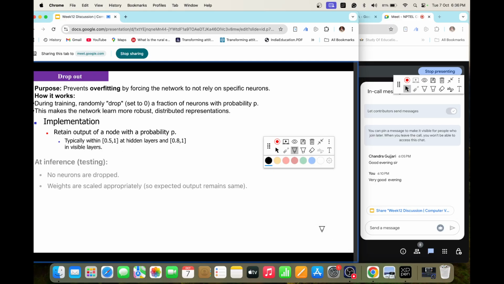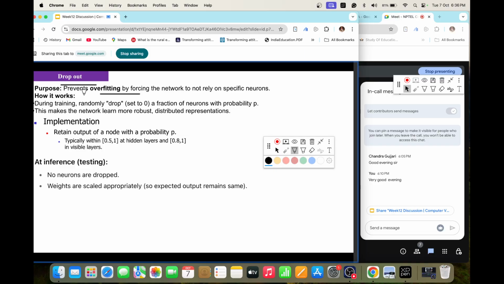We have a second technique known as dropout. In large networks we have so many neurons connected to each other, so we have the problem of overfitting. To deal with this, we have dropout.